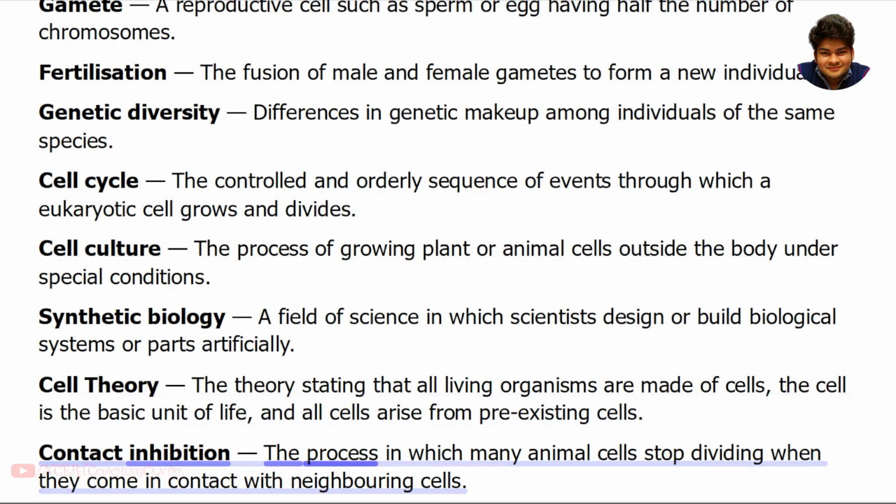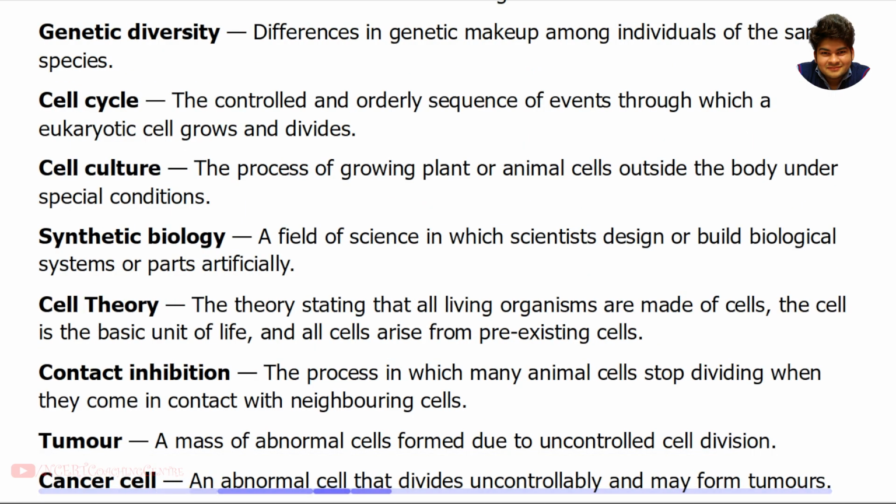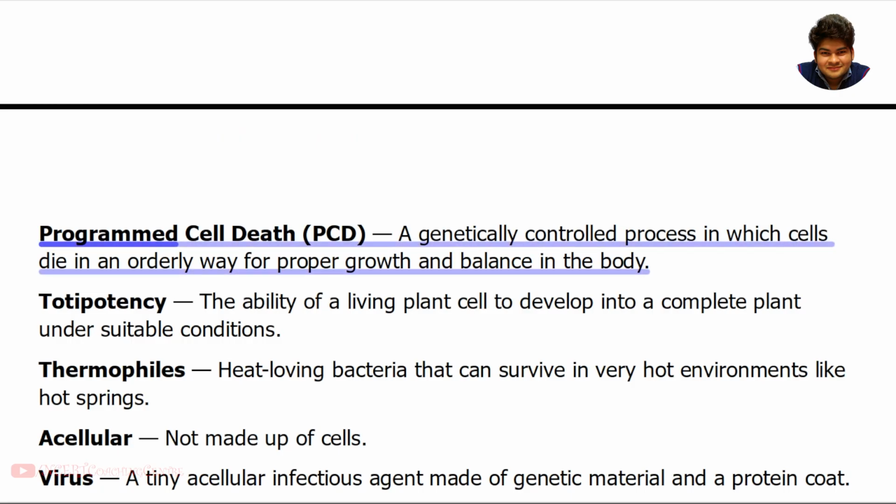Contact inhibition, the process in which many animal cells stop dividing when they come in contact with neighboring cells. Tumor, a mass of abnormal cells formed due to uncontrolled cell division. Cancer cell, an abnormal cell that divides uncontrollably and may form tumors. Programmed cell death, PCD, a genetically controlled process in which cells die in an orderly way for proper growth and balance in the body.